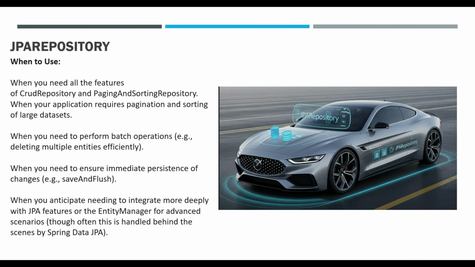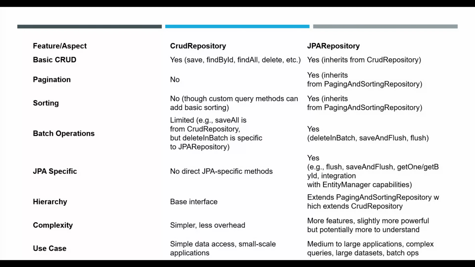Okay, let's go to the comparison. If you see here, the CRUD operations we already discussed. The pagination and sorting mechanism is not applicable in the CRUD repository, but it is applicable in the JPA repository. It has those operations, right? So now if you see, these are all the hierarchy and JPA-specific things which are available within these two particular repositories. I will also go to the exact code to show you how I am trying to relate it with the correct example.